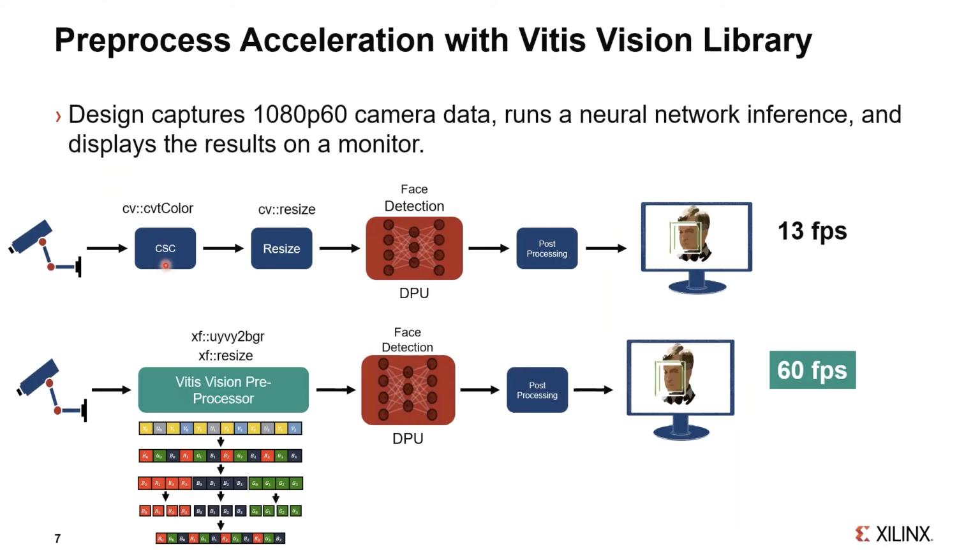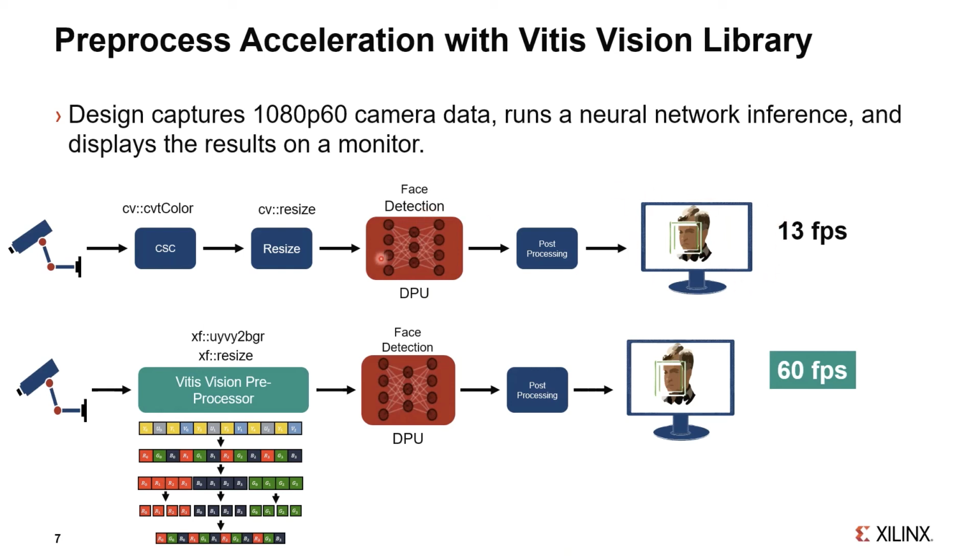And that actually just leads me on nicely to this example. This is actually a real-world example. It did actually come from one of our customers. And they had a situation where their camera was obviously inputting frames of data. They were doing color space conversion and resizing in OpenCV, but in software. So the pre-processing was done in software. They were running their face detection neural network on our DPU and getting approximately 13 frames per second.